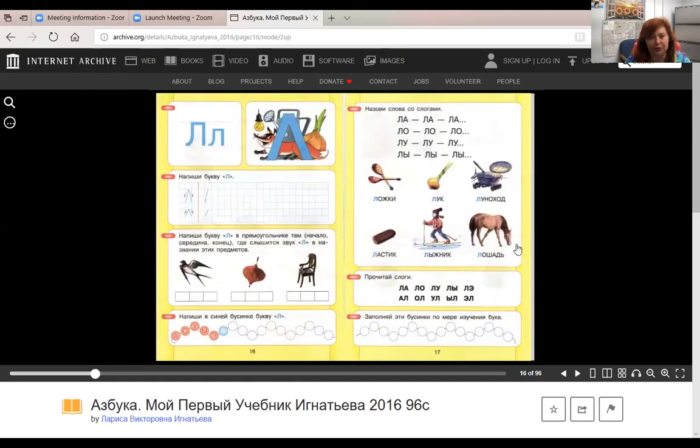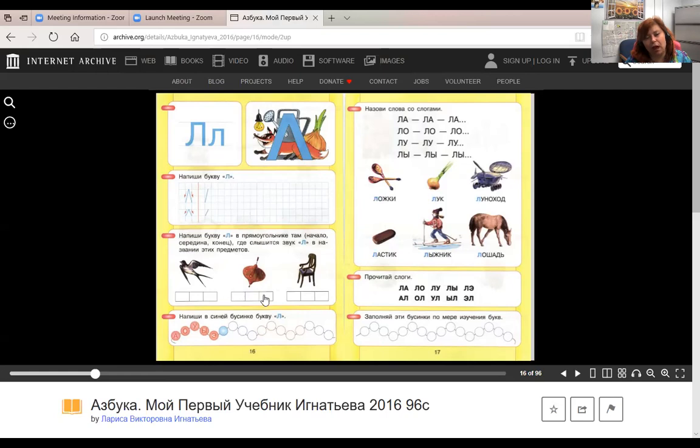Now we move to consonants and how to make syllables. Letter L makes the sound L. And this is how you write it. Very easy. Just basically two sticks at an angle. The bird is ласточка. I believe it's sparrow. No. Yes. Ласточка.